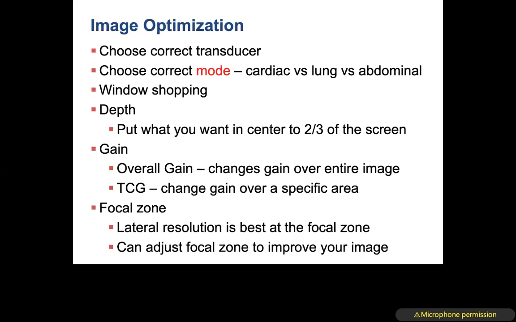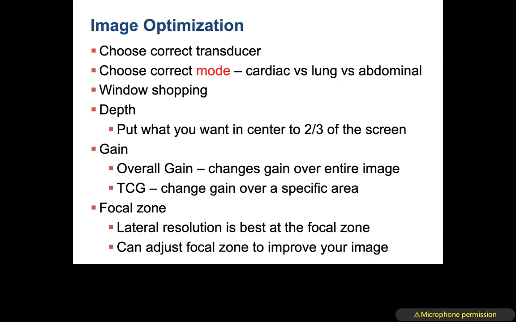So we're going to end with just talking a little bit about image optimization when you're ultrasounding, which I talk more about in my next lecture. Well, first of all, we want to make sure we choose the correct transducer, whether it's the vascular probe or the cardiac or the abdominal probe. We also want to make sure we choose the correct mode. I put that in red because it's really important. If you're doing cardiac, make sure it's in cardiac mode and the indicator's on the right side of the screen, versus lung mode, where it'll be on the left side of the screen.